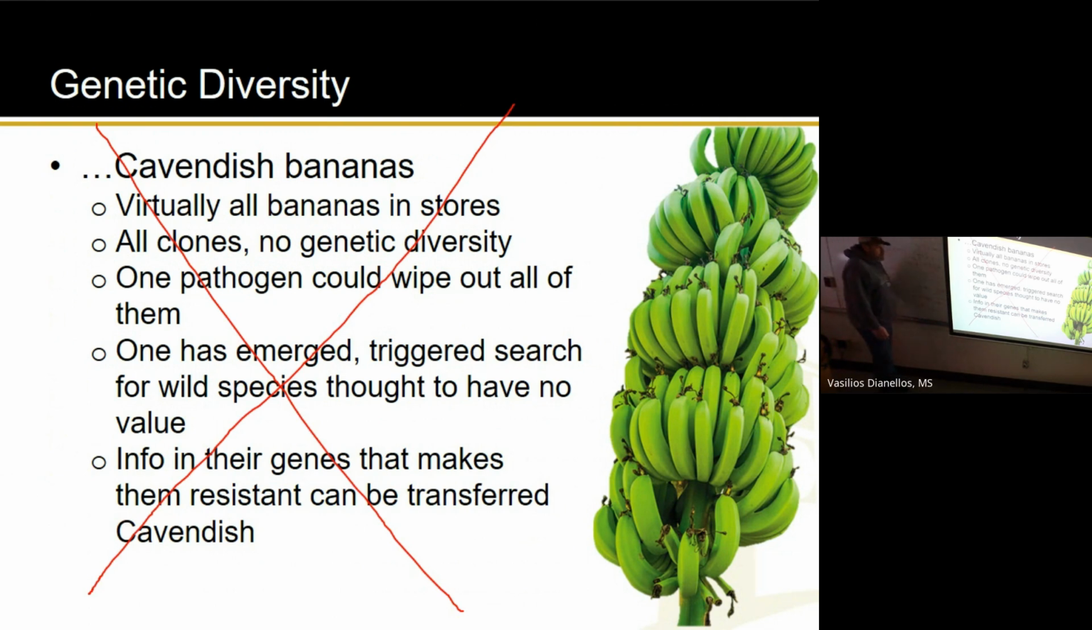One pathogen has emerged, and that has triggered a search for wild species thought to have no value. I thought I heard something about that on a talk show. I haven't looked it up, but that might be a recent development you could look up for independent work. Again, Cavendish bananas are threatened, but people are working on trying to save them by looking at these wild varieties of bananas and looking at their genomes to see if they can find some genes that are in the wild bananas that aren't in these cloned bananas. And if so, you crossbreed them or genetically modify them to protect it. So again, you can look that up for independent work if you want.